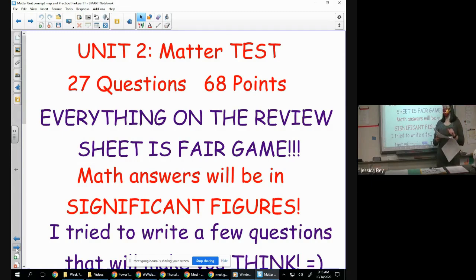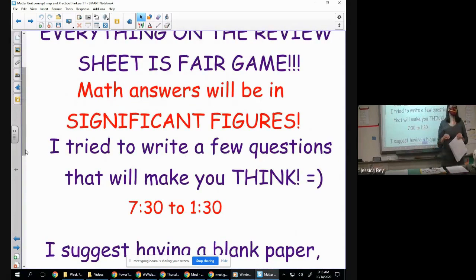There will be some math with the density, and there will be significant figures in your final answer, but I'm not going to ask you, tell me how many sig figs is in this absolute number. I think you needed to be applying your significant figures by now, okay? I tried to write a few questions that are going to make you think. So not everything is just like, what is density? Not all of it's just rote memorization. Some of it is going to make you apply. So some of them you might be like, well, I didn't exactly learn that, but you can go ahead and apply your knowledge, okay? You guys will take it in here during the period.